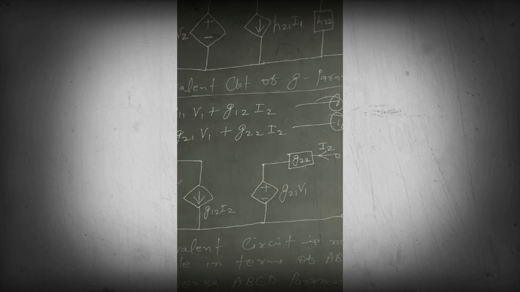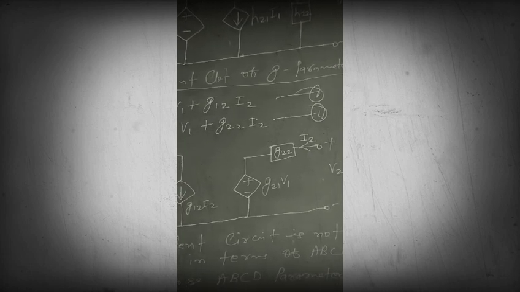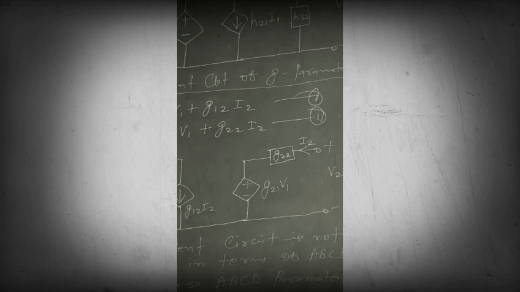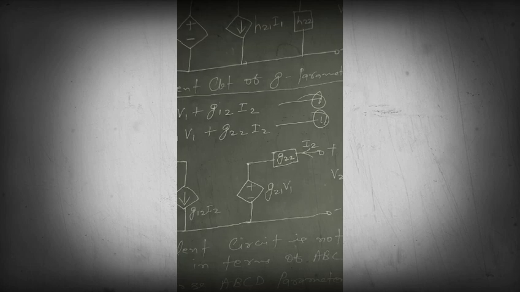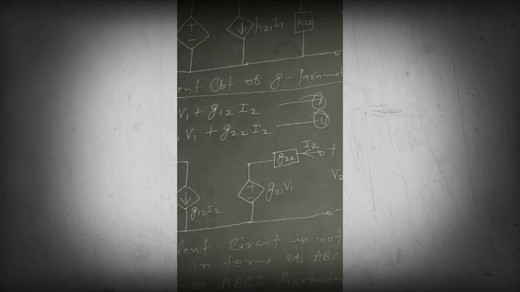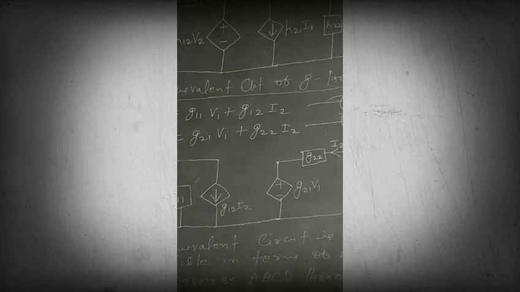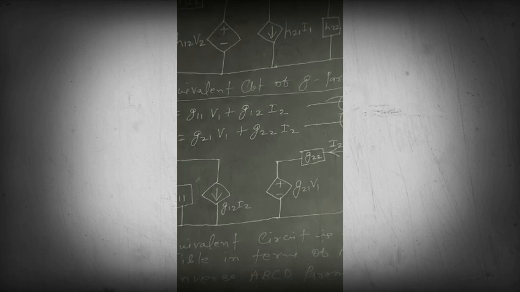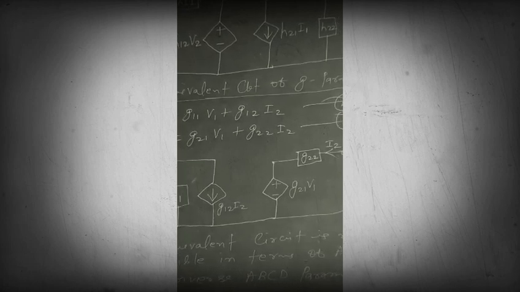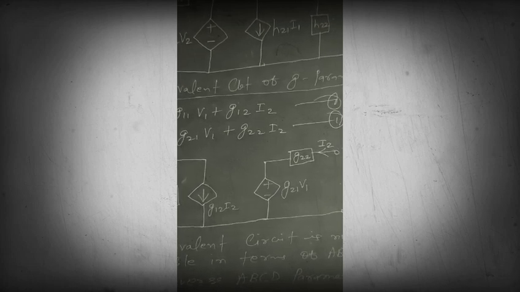First let us focus on G22 into I2, because I2 is the current of the secondary terminal. Here G22 can be represented by an admittance, showing a voltage drop of G22 into I2. The next term is G21 into V1. Since V1 is related to the primary side, we can represent it as a voltage dependent voltage source, and its polarity will be upward.